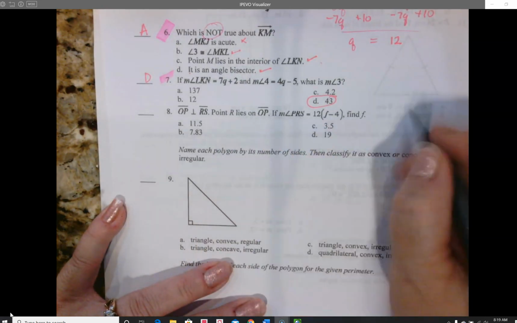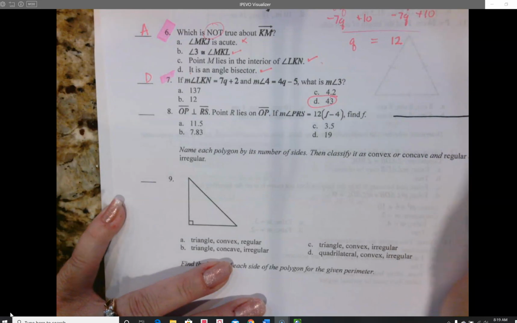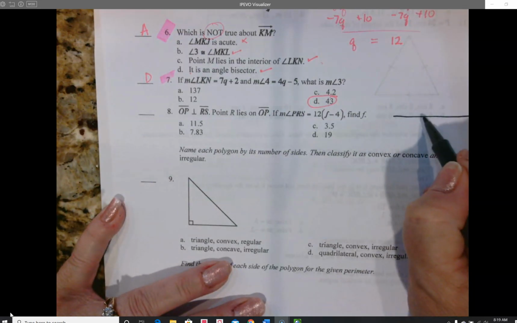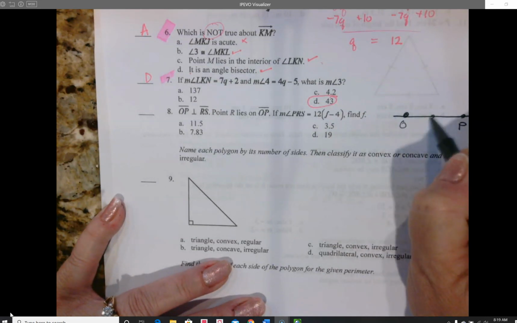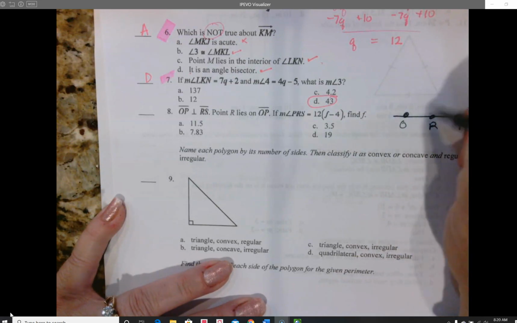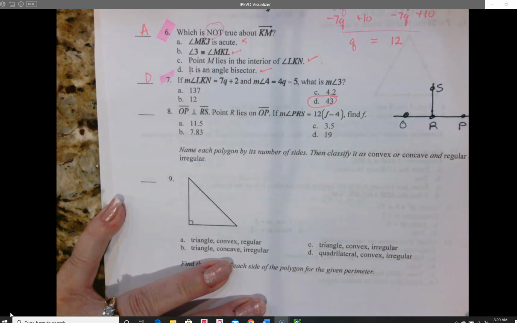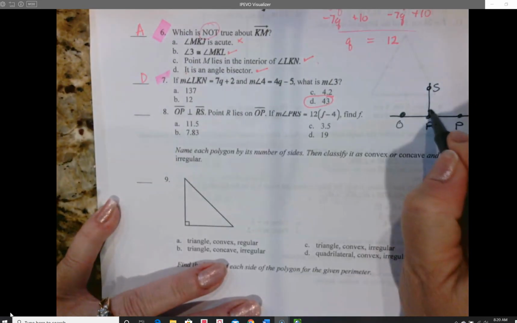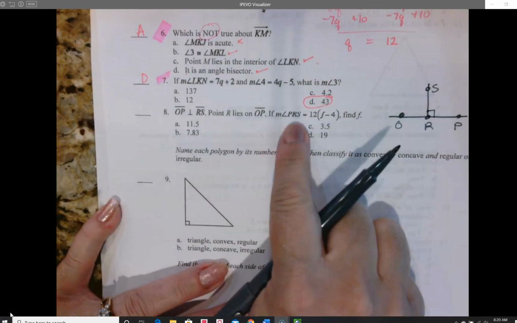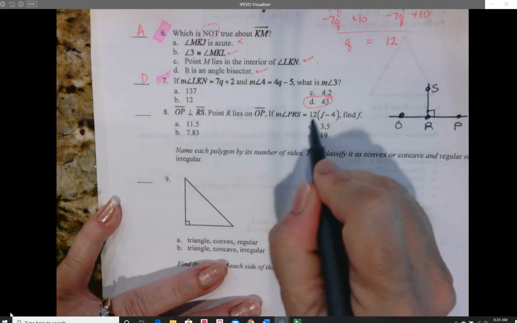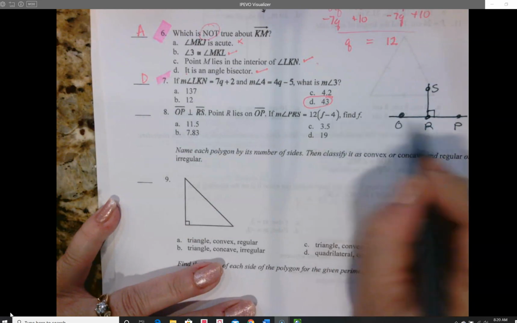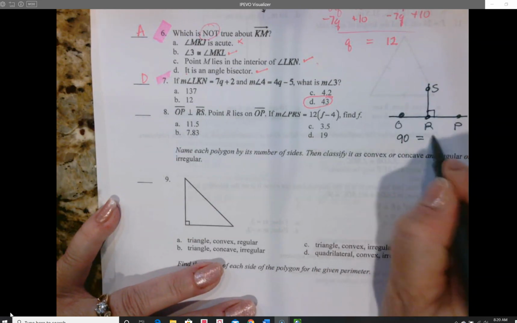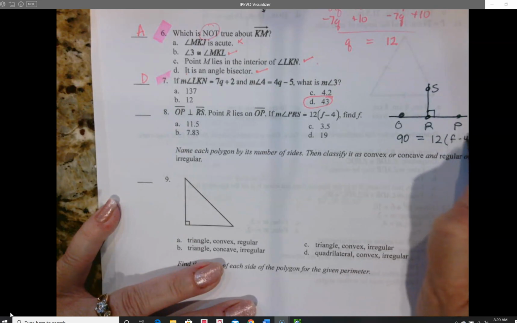So point R lies on OP. So I'm going to make OP. Point R lies on it. And then there's RS. So I'm going to go ahead and put my S up here. They told me it's perpendicular, so I know it's at a right angle. So PRS is 12 times F minus 4. So I'm going to say PRS is a right angle, so 90 is 12 times F minus 4.